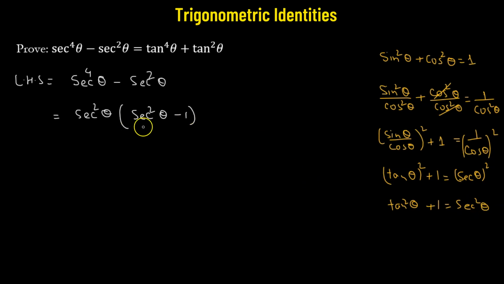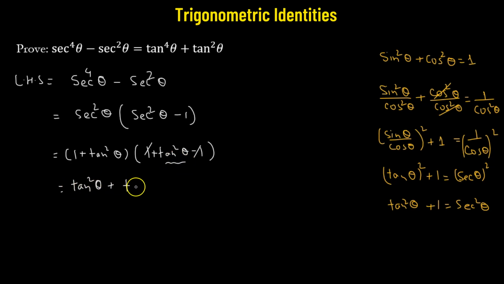Now what we can do is replace secant squared theta with tangent squared theta plus 1. That means our expression will become 1 plus tangent squared theta in place of secant squared theta, and we have secant squared theta, so it is 1 plus tangent squared theta minus 1. So here 1 and 1 get cancelled. We have 1 plus tangent squared theta multiplied by tangent squared theta, which gives us tangent squared theta plus tangent theta raised to the power of 4, which is the expression on the right hand side.